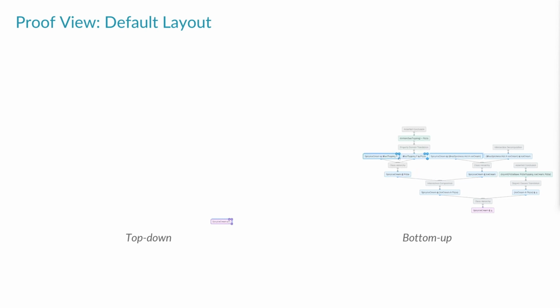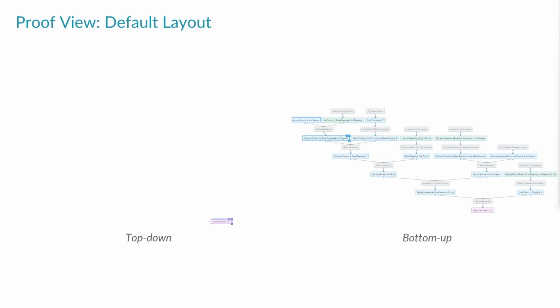We found that the answer to this is different from user to user, and it sometimes depends on the proof itself. If it's too wide or too broad, maybe it's unbalanced, etc. Doubling down on the idea of supporting reading preferences, we provide two additional layout modes.